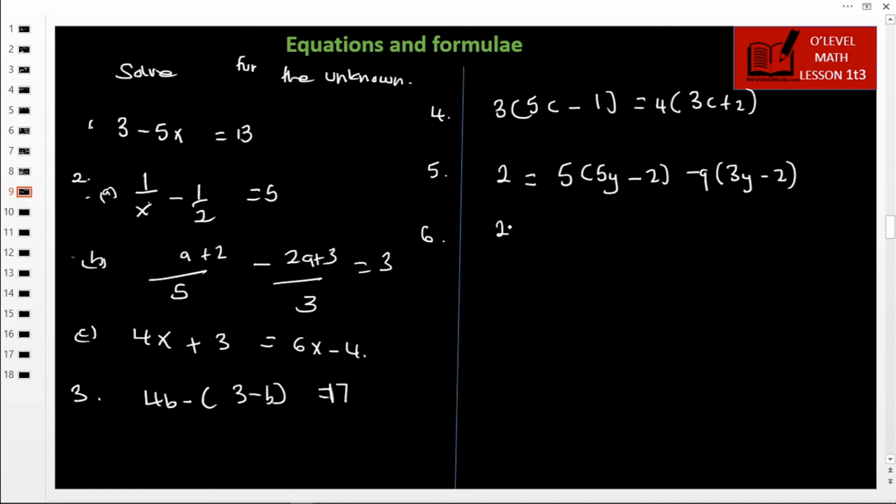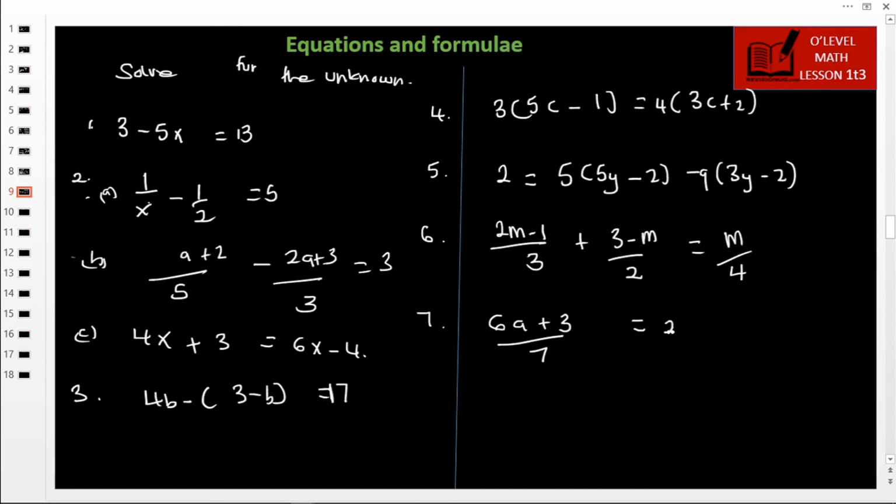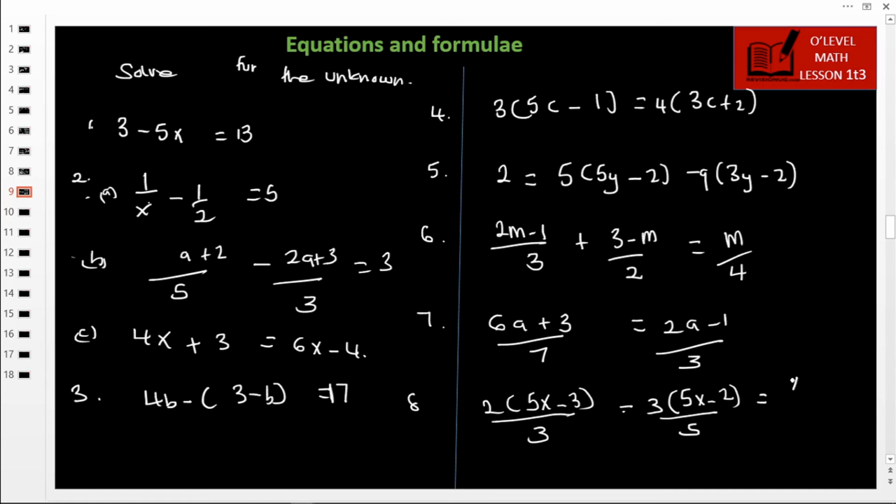Number 6 here, 2 minus (2a - 3), then plus (3 - m) all over 2 is equal to m out of 4. Then number 7, it is (6a + 3) out of 7 is equal to (2a - 1) out of 3. Then number 8, it is 2 into (5x - 3) out of 3 minus 3 into (5x - 2) out of 5 is equal to (x + 2) out of 15.